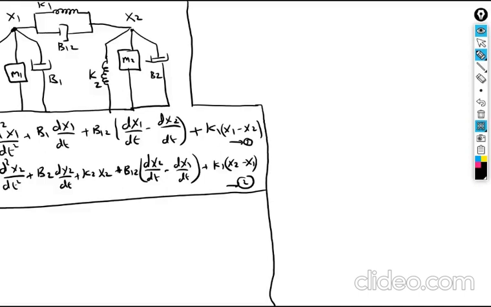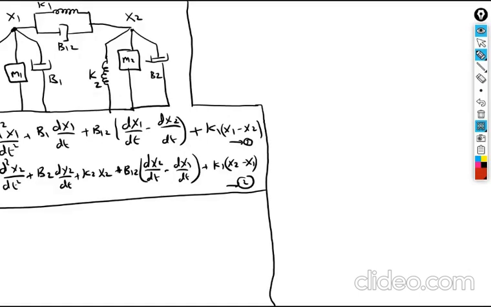Now going for the third step. Now I am going with the third step. Before writing the third step, as we are not solving for any transfer function, there is no need to apply the Laplace transformation.